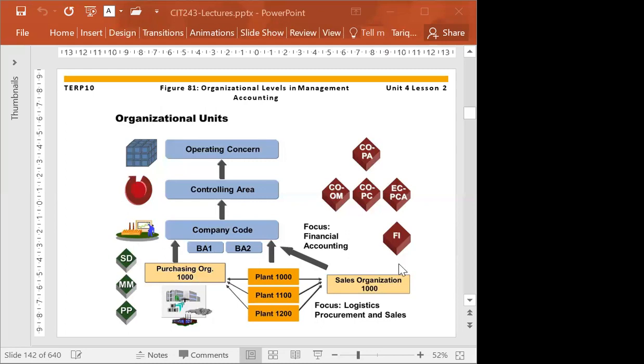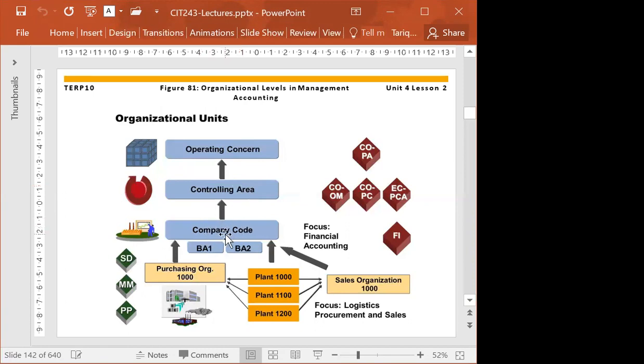Any question here? One more time, remember, if we don't do profitability analysis, then we don't need the operating concern. Otherwise, the operating concern is the highest level in managerial accounting. The basic organizational unit is this one. If there is no operating concern, no problem, we can still work on the controlling area. But if there is no controlling area, then we cannot use managerial accounting.